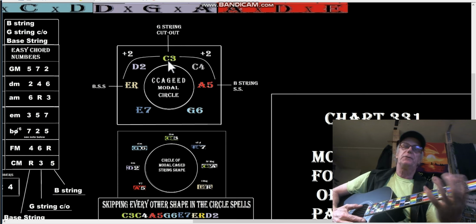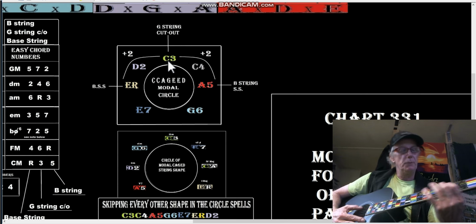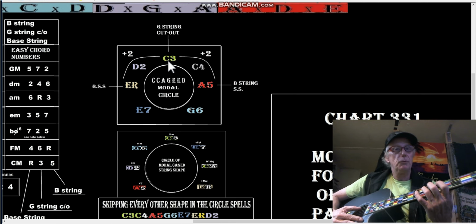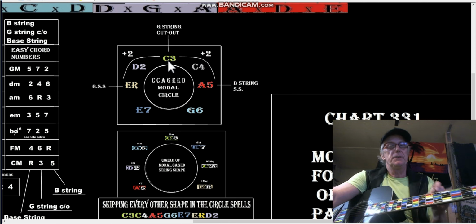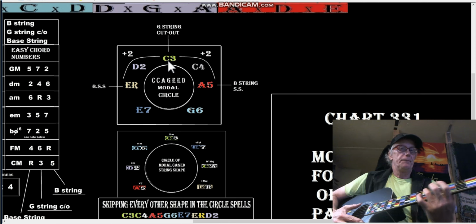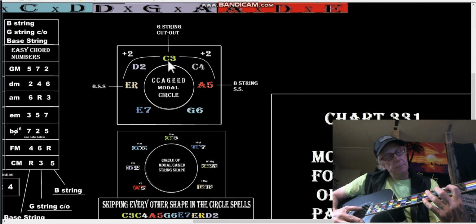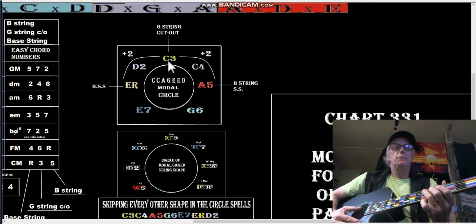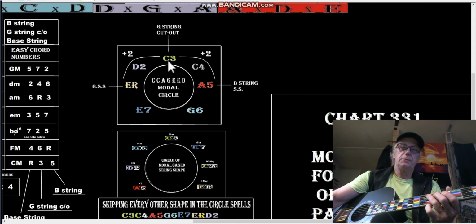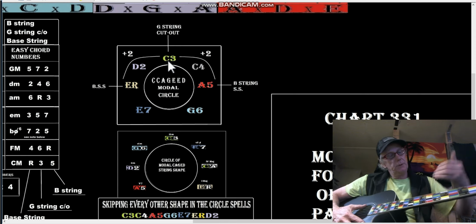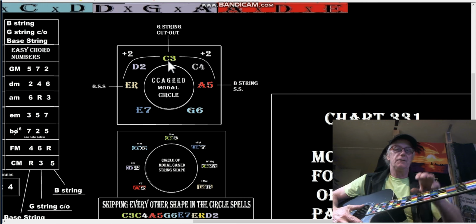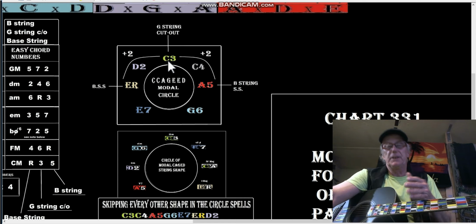We start on 3, 3, 4, 5, and we want to get to 6, 7, root. So in the word CAGED, we're going to skip one letter. So C, skip A to G. C shape, and then to G shape. Okay, from G, we're going to go C-A-G-E-D. We're going to skip the E and go from G to D. We're going to go to the D shape. So as we go up in string shape fifths, we're skipping every other letter in the word CAGED.